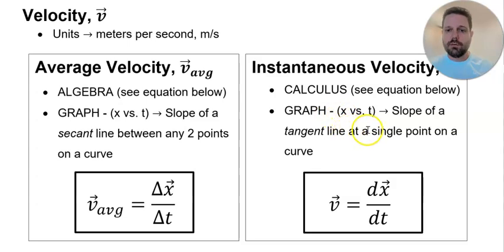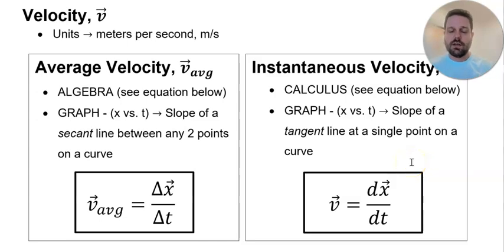And that's really from a graphical standpoint the difference between an average velocity and an instantaneous velocity. The average velocity would be the slope of that secant line between 2 points on the curve, whereas instantaneous velocity would be the slope of a tangent line at a single point on the curve.